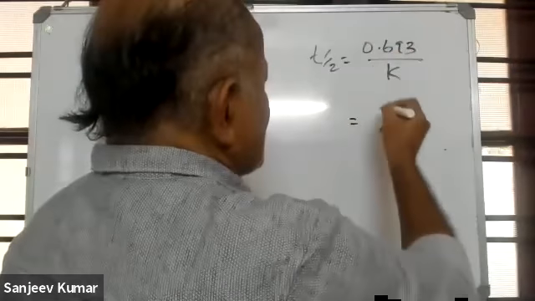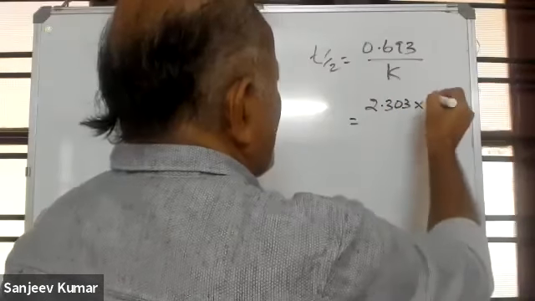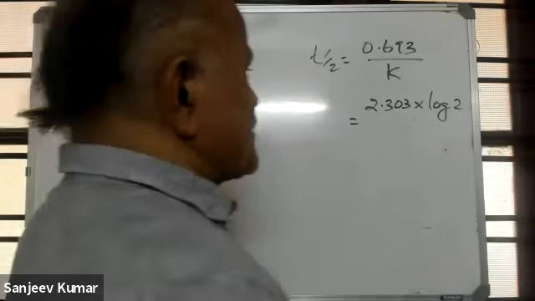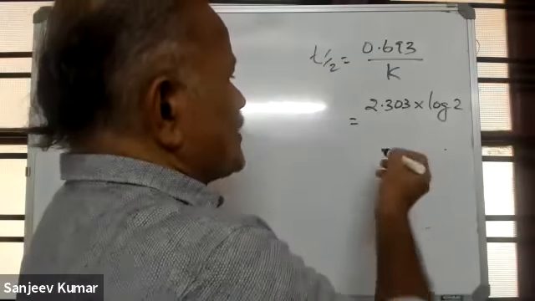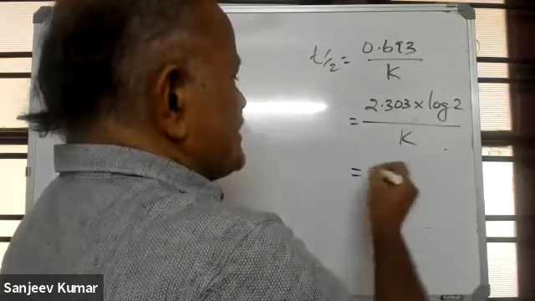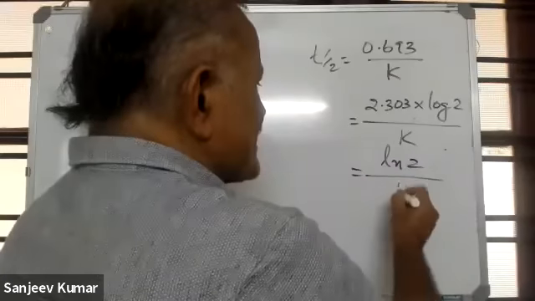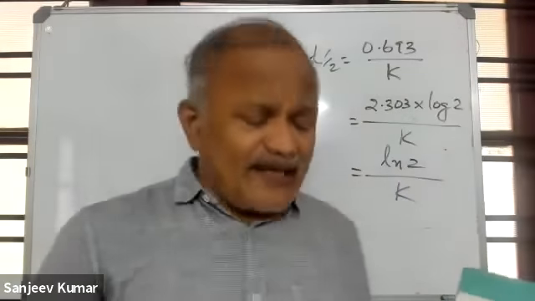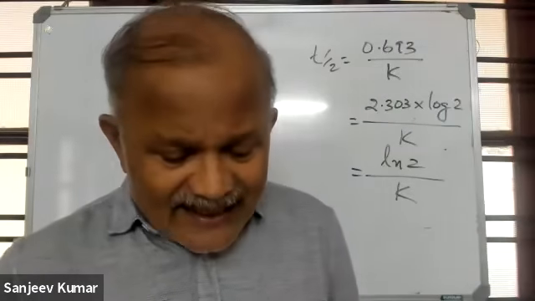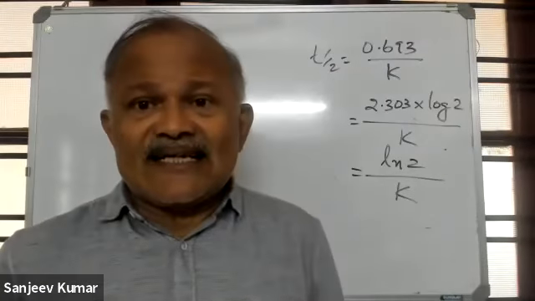And how will you get the 0.693? It is 2.303 into log 2. That is, log 2 is 0.3010. Therefore, 2.303 into log 2 by K, and that 2.303 log 2 is equal to natural logarithm, ln 2, by K. And therefore, the half-life of a first order reaction is ln 2 by K, and the answer is C. Answer is C.